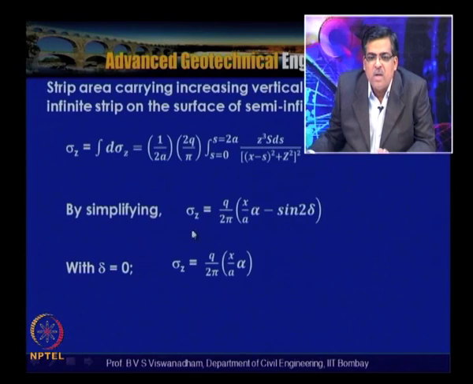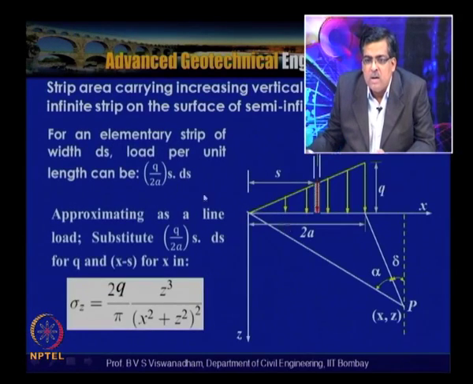So, by integrating and then simplifying, we get sigma z is equal to q by 2 pi into x by a alpha minus sine 2 delta. This alpha and delta are nothing but these inclinations, this is delta, this is alpha and this is delta.